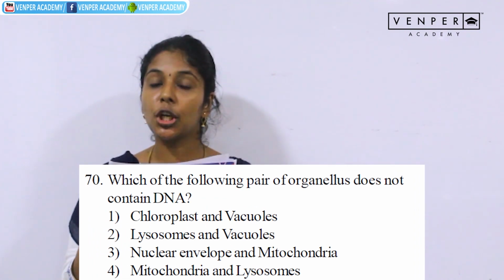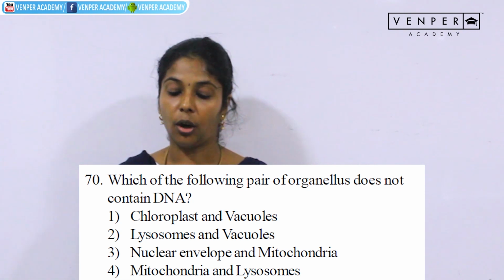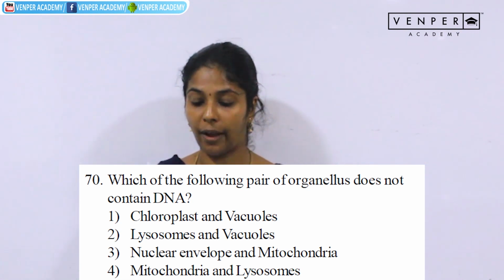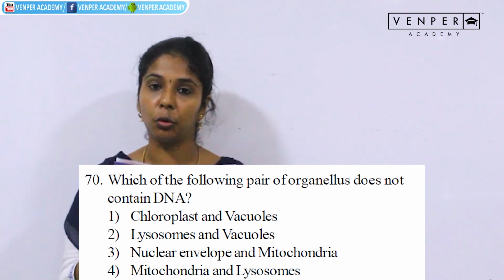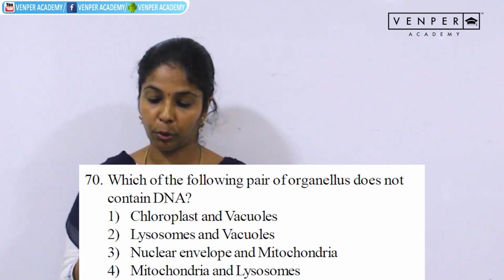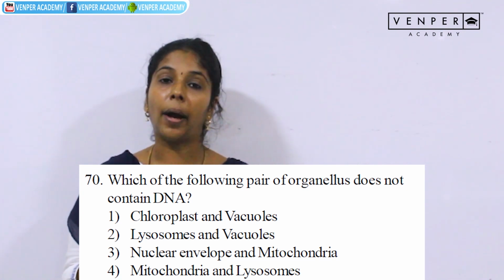70th question. Which of the following pairs of organelles does not contain DNA? Option 1, chloroplast and vacuoles. Option 2, lysosomes and vacuoles. Option 3, nuclear envelope and mitochondria. Option 4, mitochondria and lysosomes.